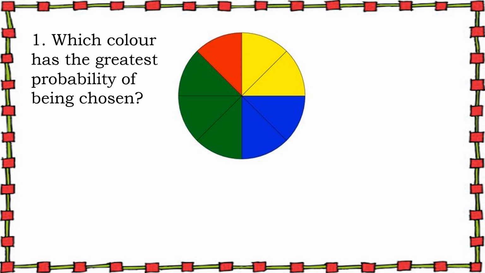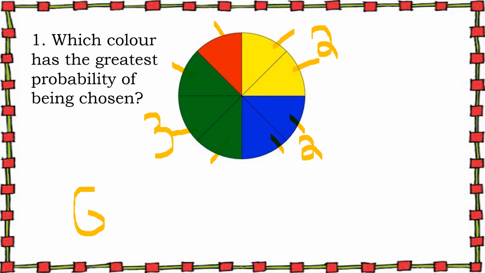Which color do you see the most of? So we're going to go through all. Here we only have 1 red. Here we have 2 yellow. So that's 2 yellows. Here we have 2 blue. Here we have 1, 2, 3 green. So which color do you have the greatest probability of choosing? If you said green, you are correct. Green, because it is there the most.